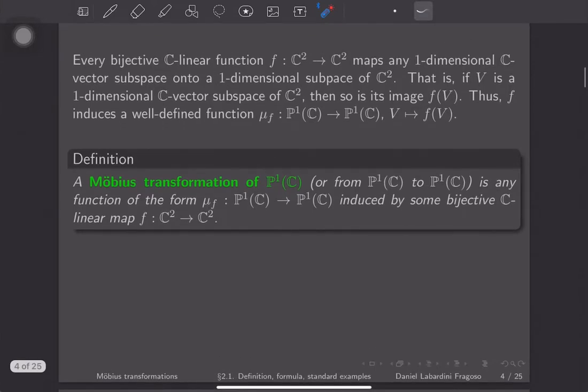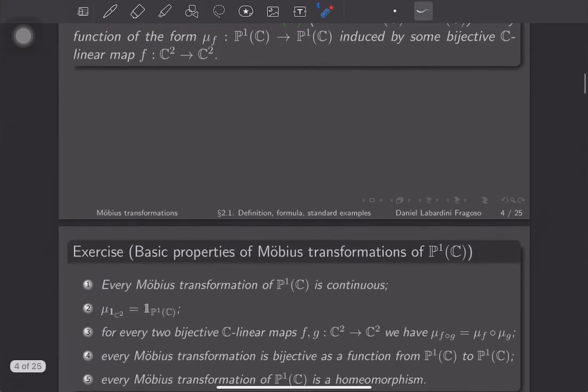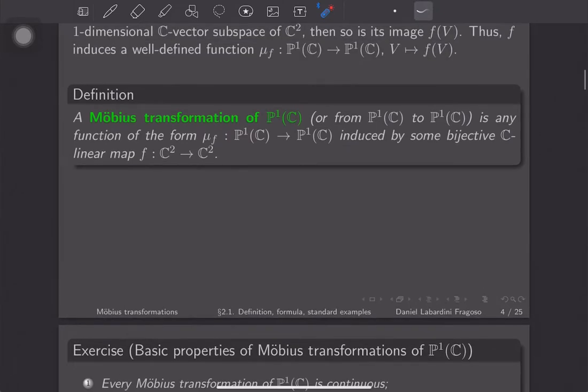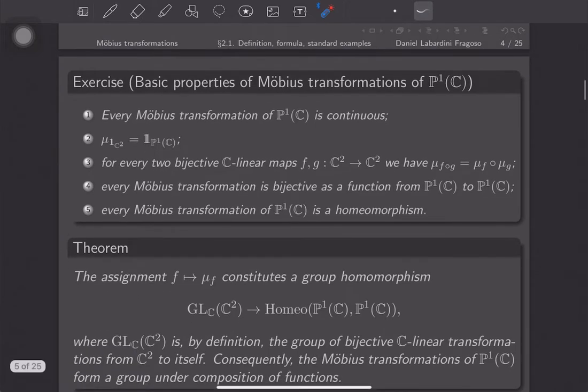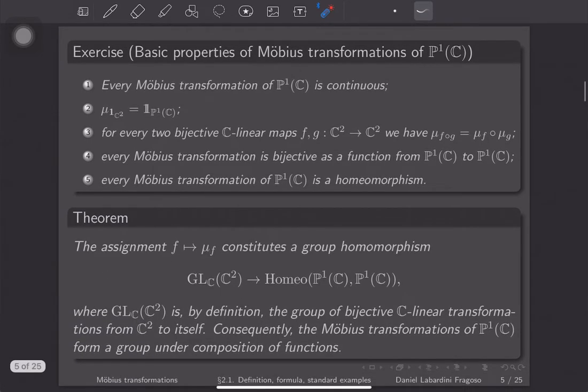While this is conceptually very satisfying, of course at some point we would like to have a formula. But there are some properties that one can immediately draw from the definition, and this I will leave as an exercise, to be handed in next week.